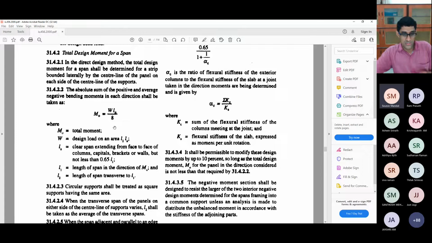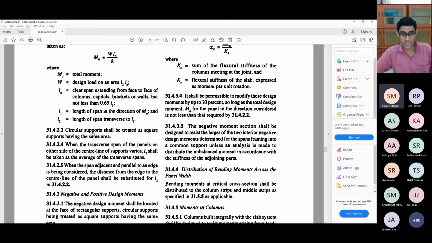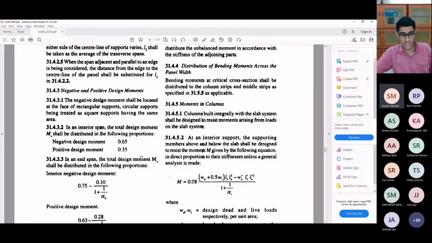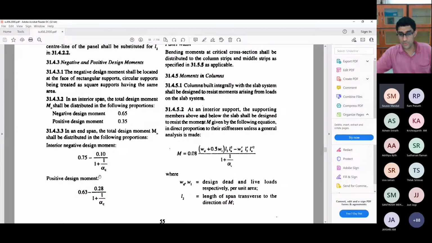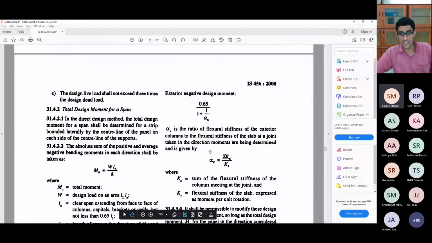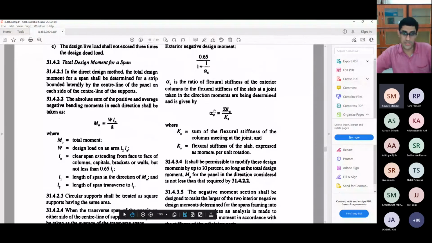Anyway, so this W times Ln by 8 gives you the total moment inclusive of positive and negative. Whatever you find, 65% of that is negative, 35% of that is positive. In an end span, all these things are there. So for simplicity, sometimes you may just use 0.63 and 0.65, but anyway, there are better ways to do it. We'll come to that, because finding this alpha C is not easy. It becomes almost like halfway of doing the equivalent frame method.